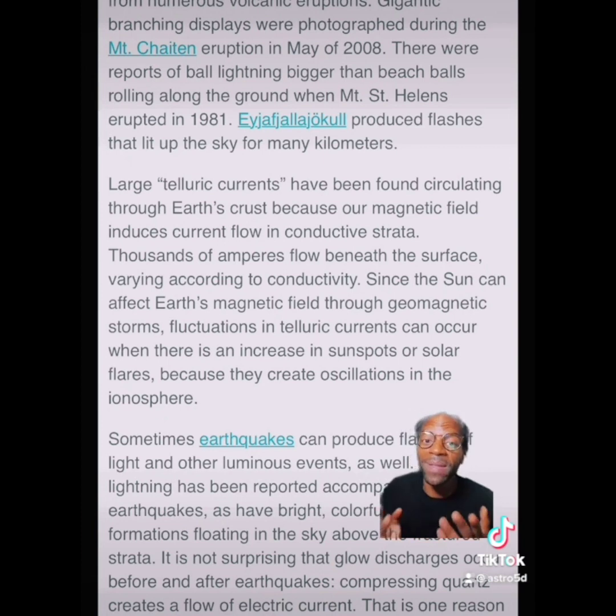Now, we spoke about the sun. Since the sun can affect Earth's magnetic field through geomagnetic storms, fluctuations in telluric currents can occur when there is an increase in sunspots or solar flares because they create oscillations in the ionosphere.